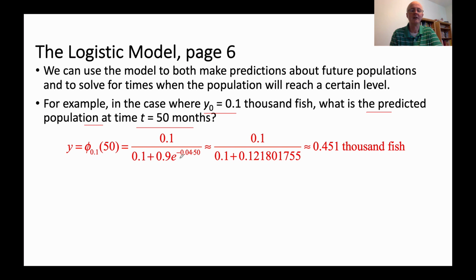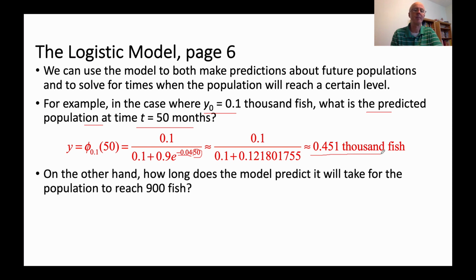Okay, so I already have a negative 0.04 there, a negative k. I already have my y0 here, and my 1 minus y0 there. Here's where I plug in t equals 50. Take the time to pause the video, double check this with your calculator. The answer is about 0.451 thousand fish, which is 451 fish.